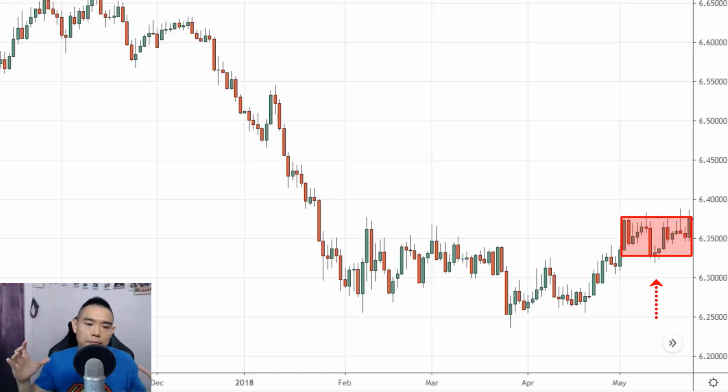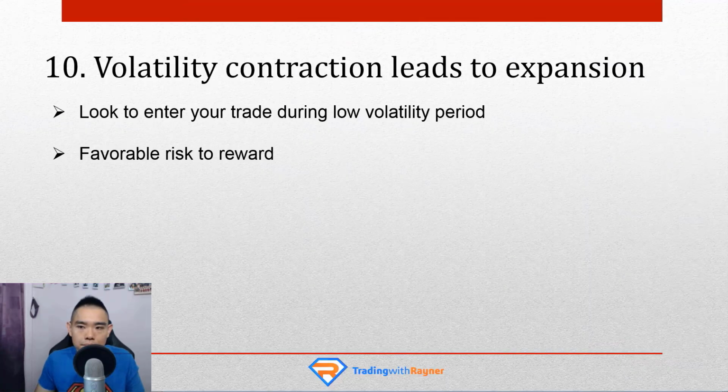So you can think of volatility in the market as storing energy. Volatility is low, the market is storing potential energy, waiting to make a big move. When the market breaks out, this is where energy is expended. And then when it gets quiet again, the market is storing energy, and it breaks out, energy is expended again. So this is an important concept: volatility contraction leads to expansion.